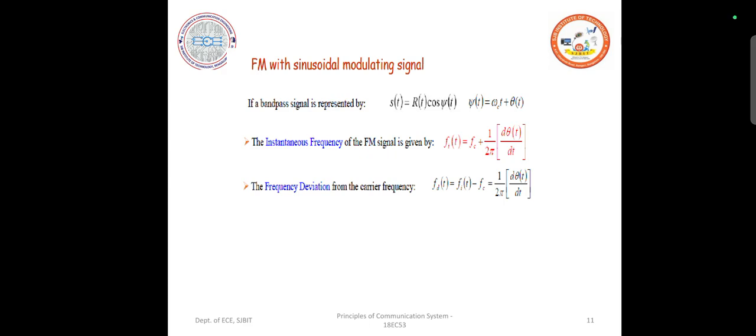So when you have a sinusoidal modulating signal, if a band pass signal is represented as s of t equal to r of t cos psi of t, where psi of t is omega c t plus theta of t, then the instantaneous frequency of FM signal is given as f i of t, which is equal to fc plus 1 over 2 pi d theta of t divided by dt. Similarly, the frequency deviation, that is the amount of deviation which happens when the modulating signal is applied, you will have it as d of t, which is equal to f i of t minus fc, which is equal to 1 over 2 pi d by dt of theta of t.